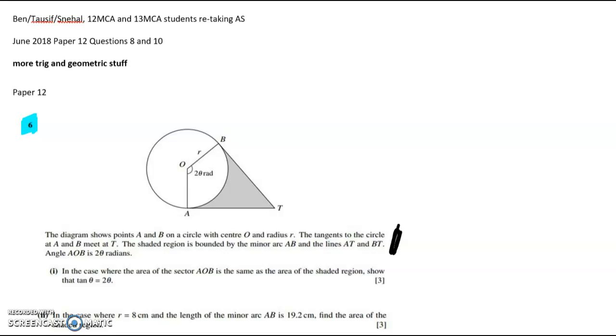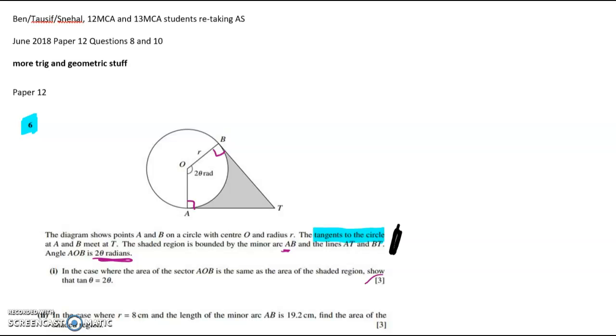The diagram shows us points A and B on a circle with the centre O and the radius R. The tangents to the circle at A and B meet at T. So as soon as you see the words tangent to a circle, you might as well mark in your right angles, because we know the tangent to a circle is perpendicular to the radius. That fact comes up in nearly every question like this. The shaded region is bounded by the minor arc AB and the lines AT and BT. And the angle at the centre there is 2 theta radians.